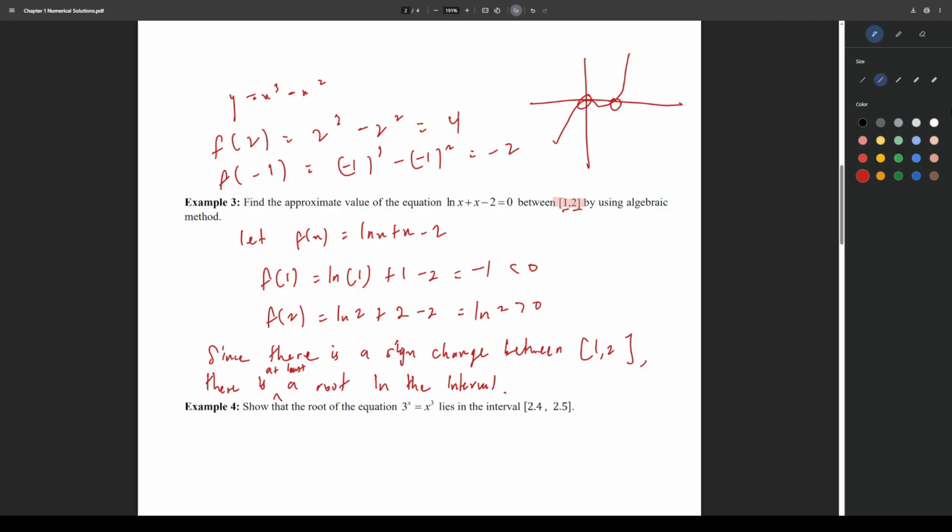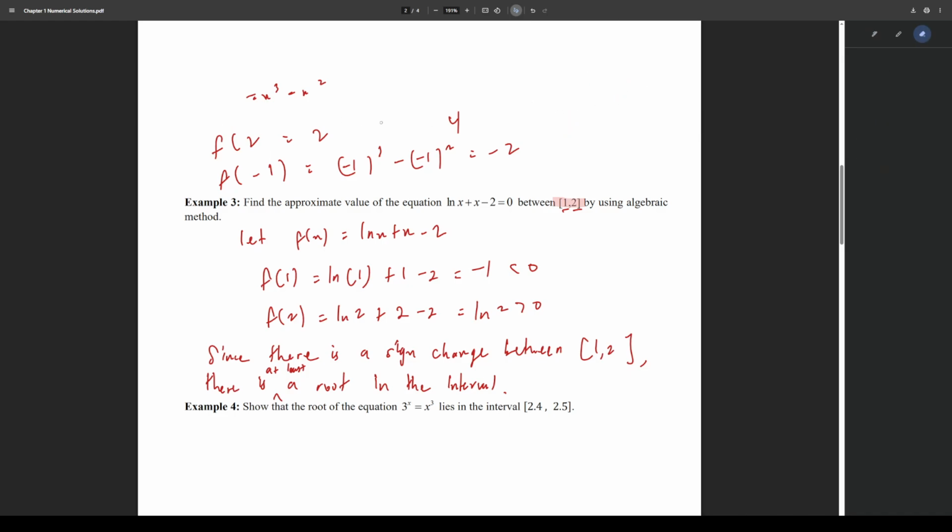Kalau kamu nak sign change tu. Okay. Alright. So example 2 and example 4 is your homework for today.